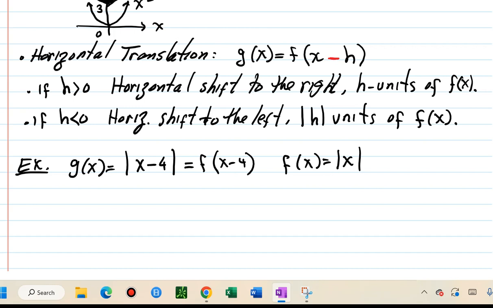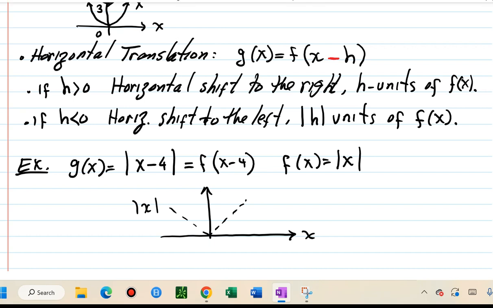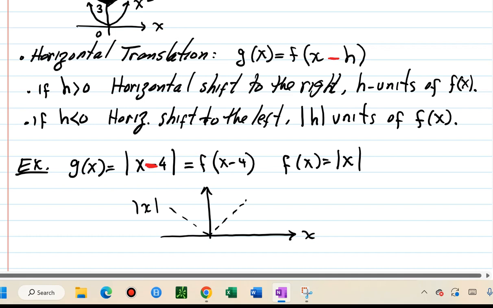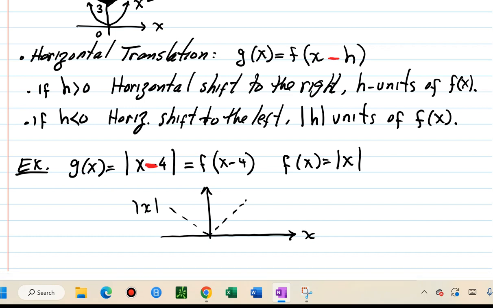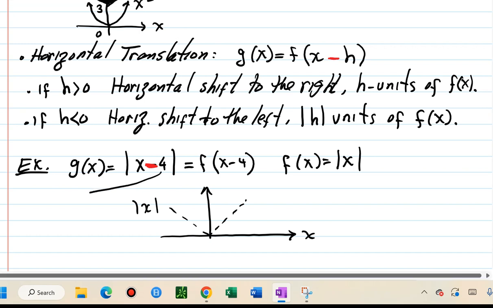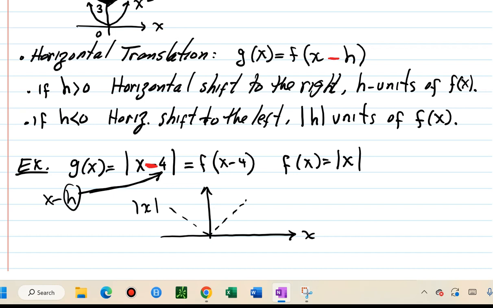So let's see, what is the graph of this going to be? The basic function is going to be this one, right? This is absolute value of x. Here I use negative h because that helps readability, and there's a minus. So I'm going to look and see, for example, here in x minus h, that's going to be the h, correct? So h is 4 in this example. h is 4, which is positive.